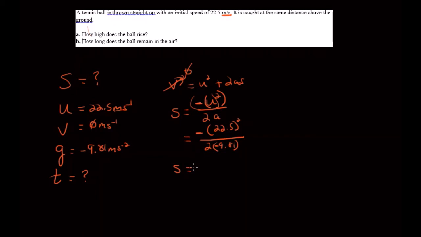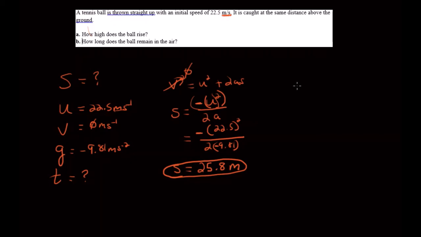Let me work this out on my calculator. 22.5 squared divided by 2 divided by 9.81, and I get 25.8. 25.8 meters is how high that ball went. Now for the total trip, we've got to do both our segments, the trip up and the trip down. So all we need to do is figure out the trip up and then double that, because it's going to be exactly the same coming down.